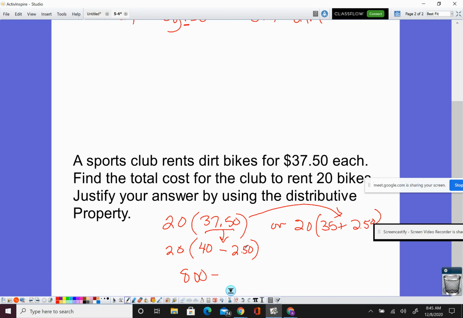20 times 2.50. 2.50 is kind of similar to a quarter, right? It's got the 2 and the 5 in there. How many quarters are there in $20? Yeah, Hayden? 80. So this is going to be 800 minus 80. 20 times 2.50 is going to be $80. So we're going to get a total of 720.